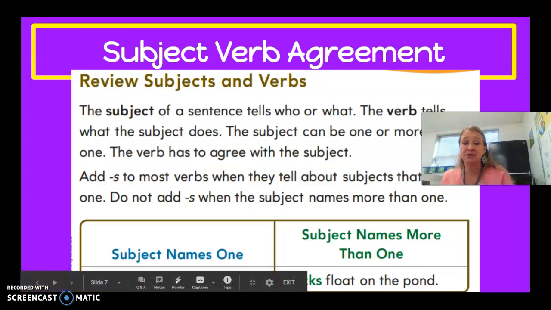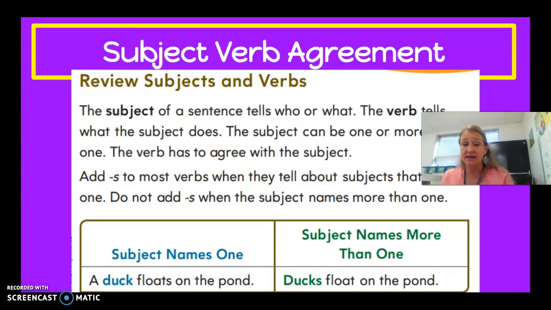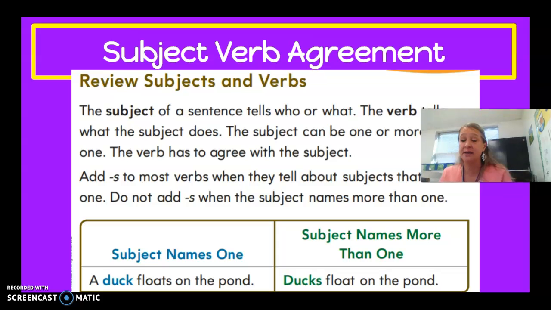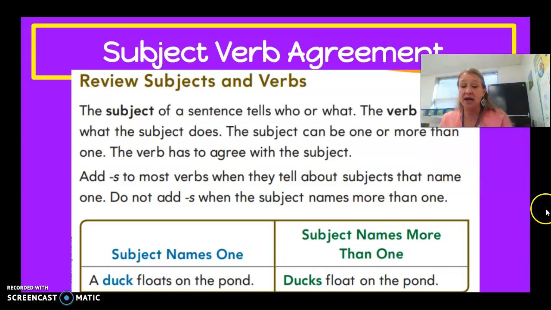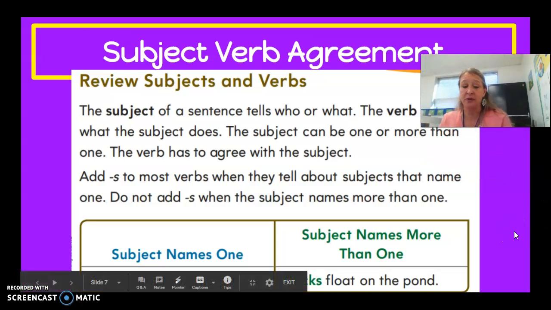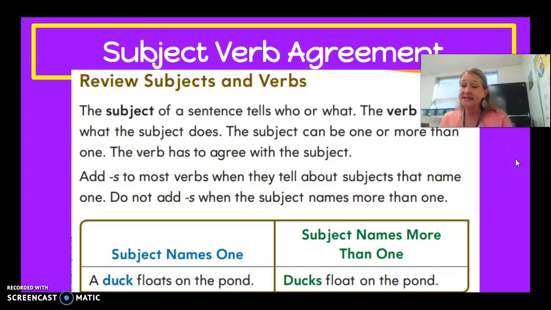So remember, the subject tells who or what, and the verb tells what the subject does. The subject can be one or more than one. The verb has to agree with the subject. You're going to add S to most verbs when they tell about subjects that name one. Do not add S when the subject names more than one. When a subject names one, a duck is one, we add S to the verb float. A duck floats on the pond.